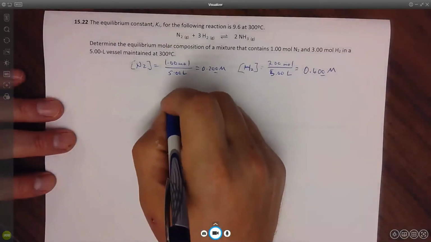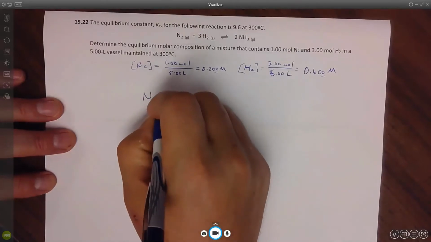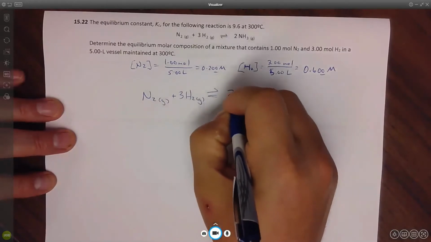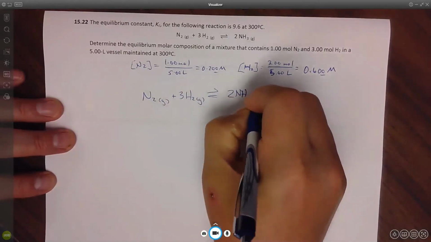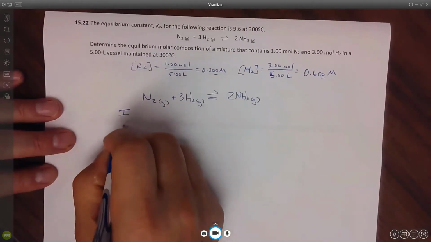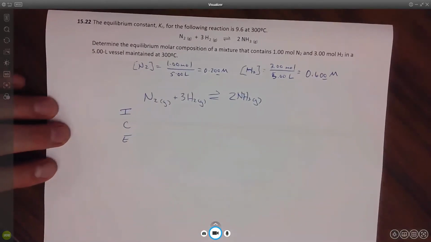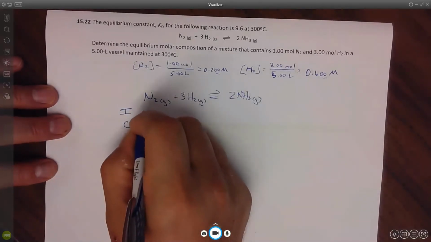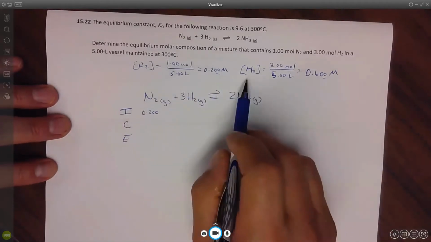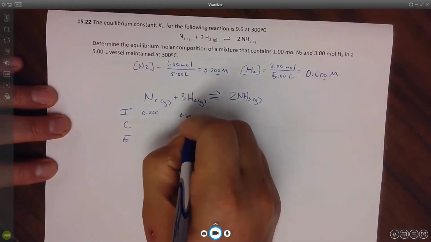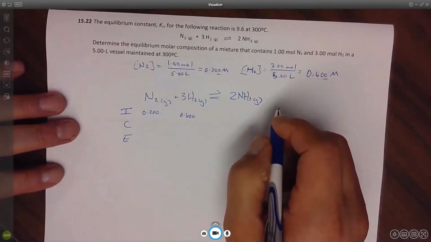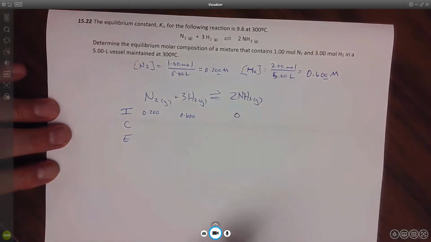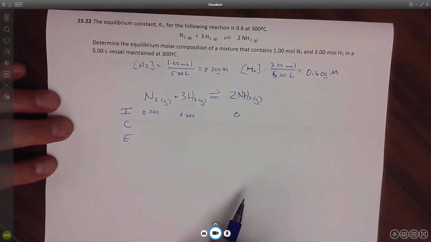We're going to set up our ice table. So we have the nitrogen plus the hydrogen in equilibrium with the ammonia. So we're going to have our initial, change, and equilibrium. So the initial told us the initial concentration of the nitrogen was 0.2 molar, and that of the hydrogen we figured was 0.6 molar. Again, we're always going to assume that we have a clean, empty reaction vessel to start with, so there'll be no products, unless, again, you're told otherwise, okay?